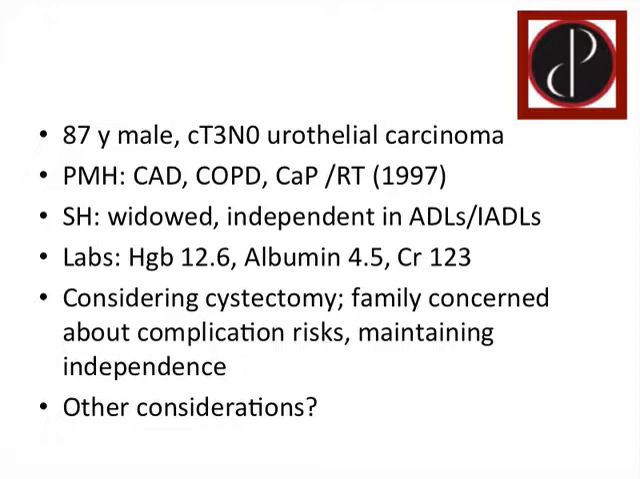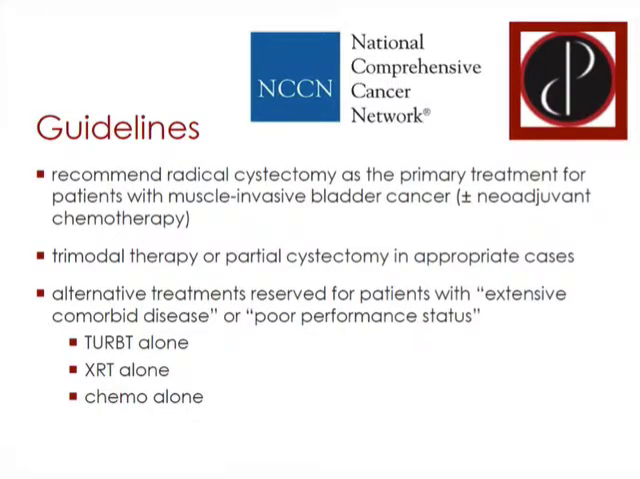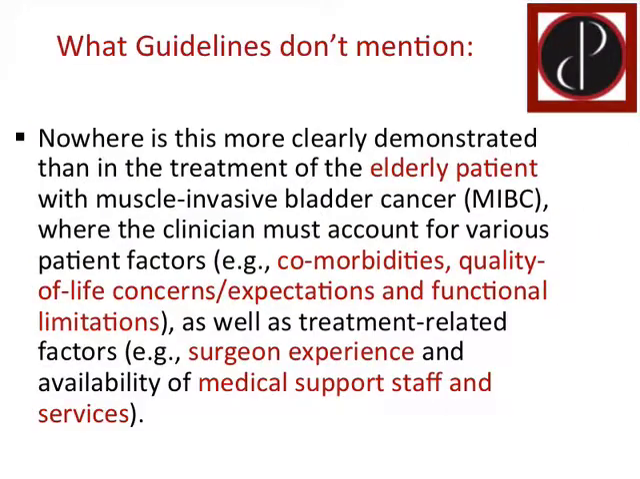So what the guidelines say is they recommend radical cystectomy plus or minus neoadjuvant chemotherapy in muscle invasive bladder cancer, and trimodal therapy or partial cystectomy in selected cases. And if you can't do these things, they say you can do TURBT alone, radiotherapy or chemotherapy. But what the guidelines actually don't mention: there is no clear statement about elderly patients, comorbidities, quality of life concerns, expectations and functional limitations, surgeon experience, and medical support staff and services.